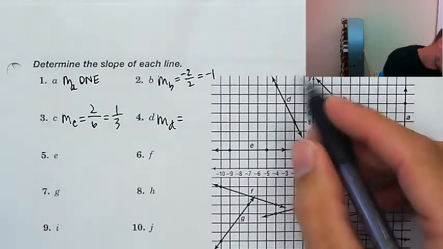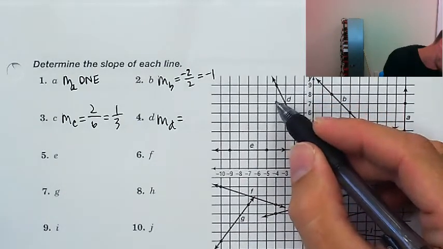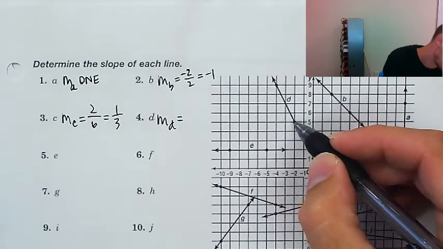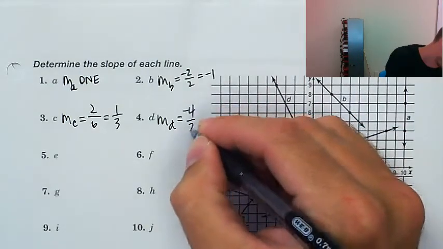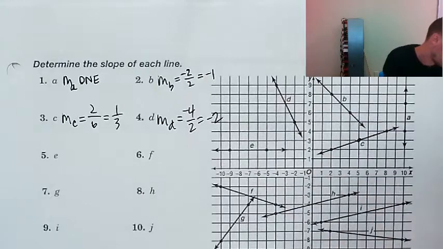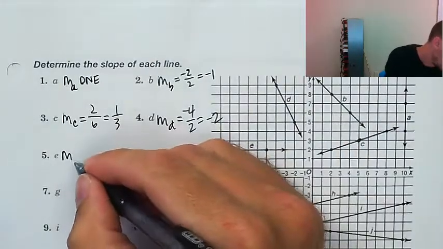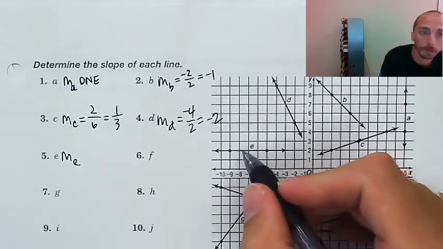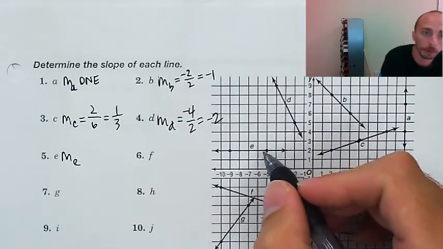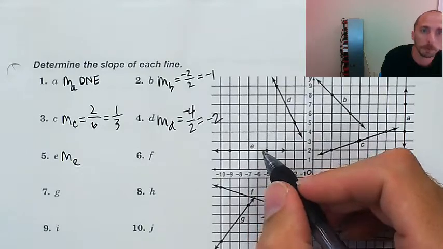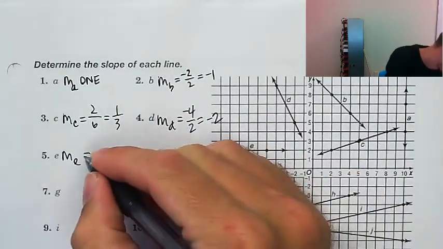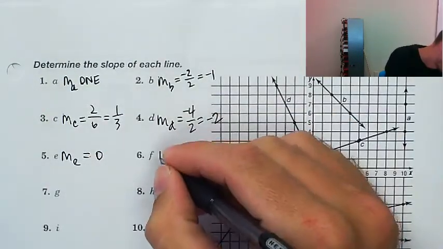Okay, it's right here. I rose -1, -2, -3, -4 when I ran by 2. So that's -4 over 2, which is -2. Okay, slope e. That's a horizontal line. It's going to have slope 0. See, I didn't rise. I rose by 0 when I ran by 1, 2, 3, 4. 0 divided by 4. 0 divided by a number is 0. Something divided by 0, that's what's bad, right? So the slope of e is 0.